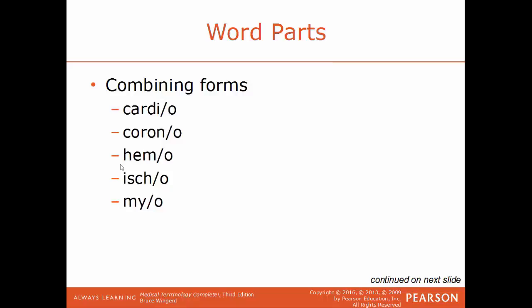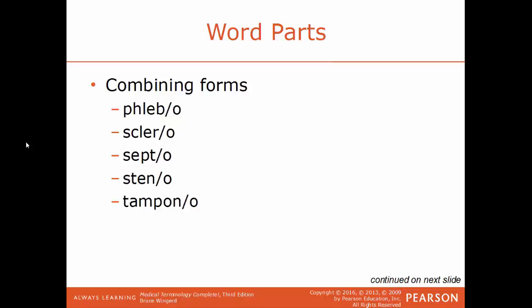Corono is reference to either a crown or circling around. Hemo is reference to the blood. Ish or isho is a reference to holding back. Then myo is a reference to muscle. Phleb or phlebo is a reference to vein. So whenever you have your blood drawn, you usually see a phlebotomist.